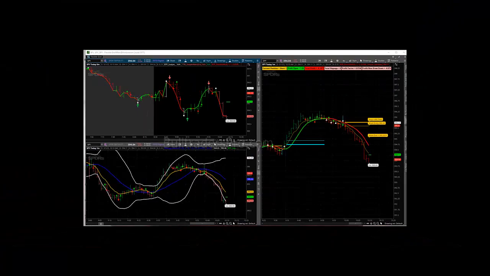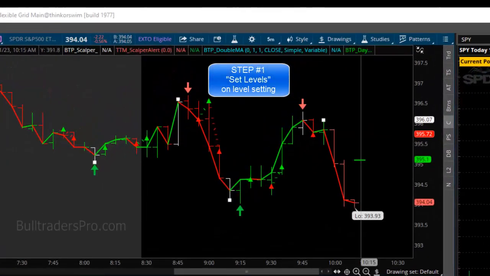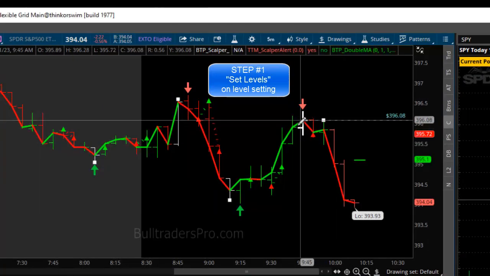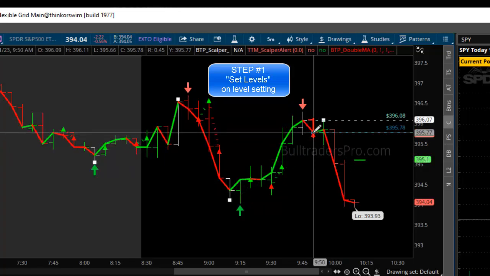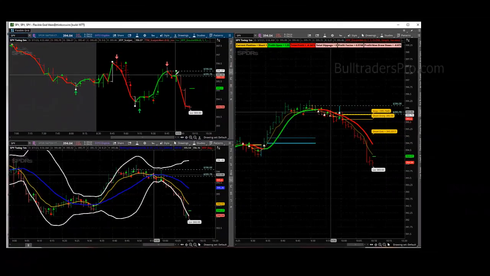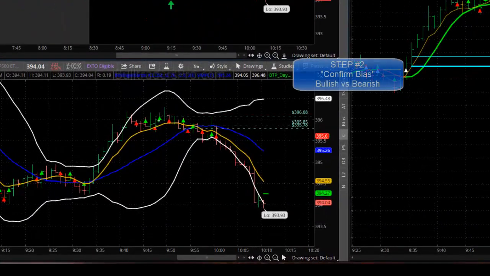To determine our decision to initiate a short position in this trade at 10 a.m., we followed a systematic approach consisting of 2 steps. The first step involves setting our levels on the level setting chart. The second step was to assess the bias chart to determine the probable direction of the trade.